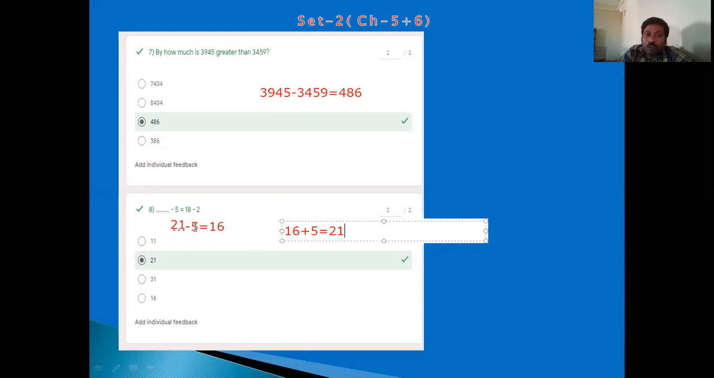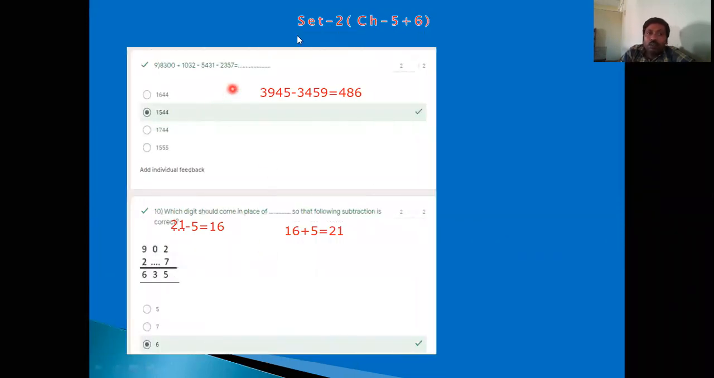Here the sign of this 5 is negative. When this number comes from the other side of the equal sign, that means the right side, it makes the plus sign. Now here is 16 plus 5, we make 21. The answer will be 21. Yes, this is the answer. Okay, so you can solve this type of question in both methods.